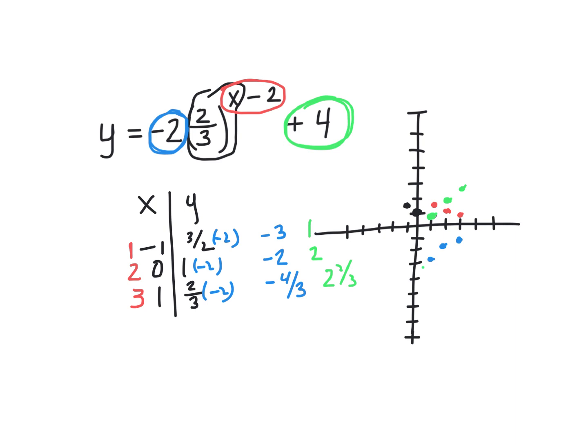This graph is going to look like this. And we're going to get closer and closer to 4. You see it's increasing. Your domain would be all reals. Your range would be y is less than, because it flipped down, less than 4.